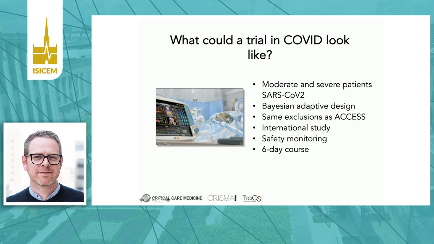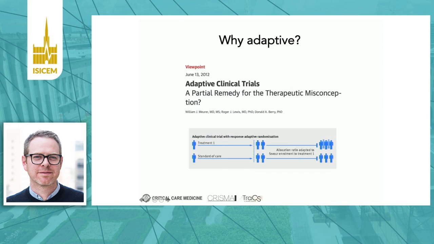And in fact, it might spare patients being randomized to arms that are actually not improving outcomes, while also generating knowledge for future patients. Perhaps because ACCESS has already tested it in thousands of patients, we'd use the same exclusion criteria, an international study, and of course, probably try to use the same dose. So it's worth just touching briefly on this issue of an adaptive trial.